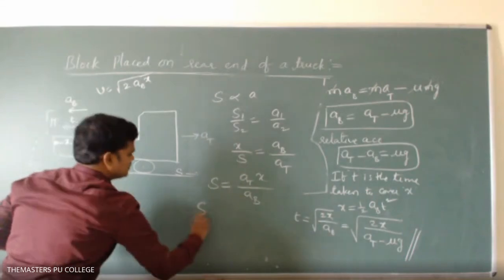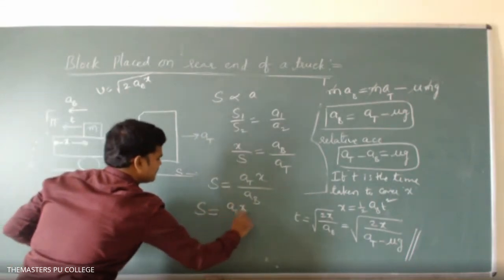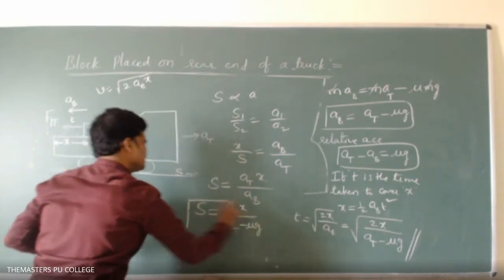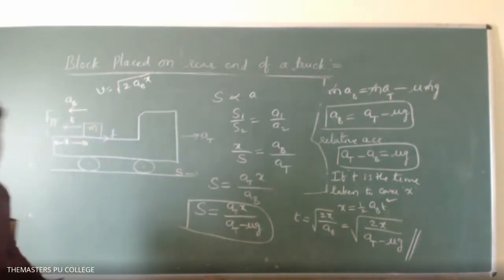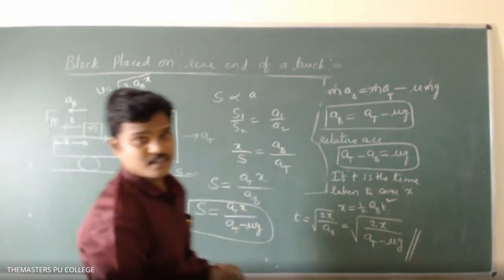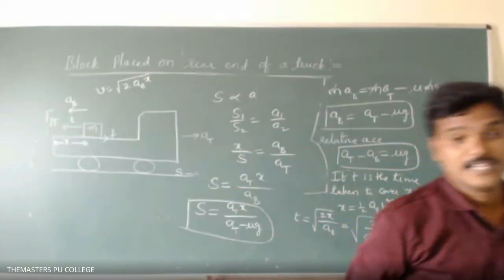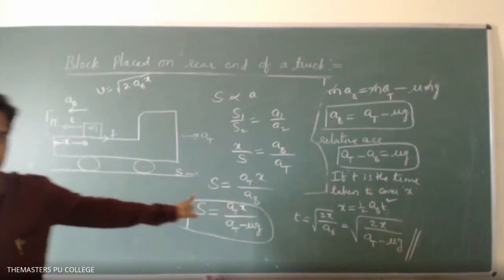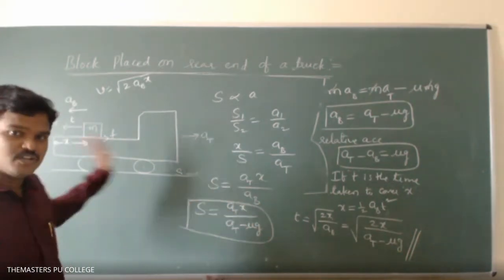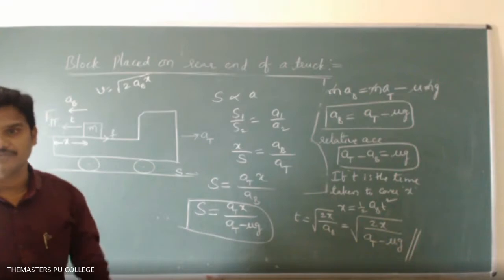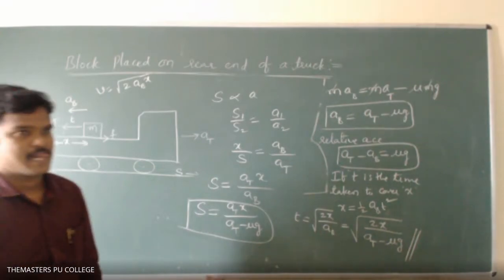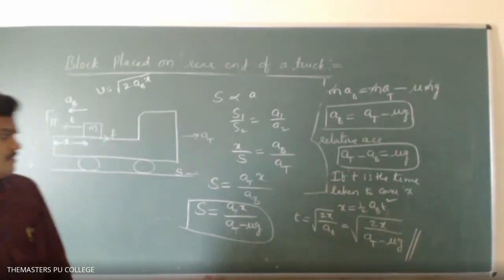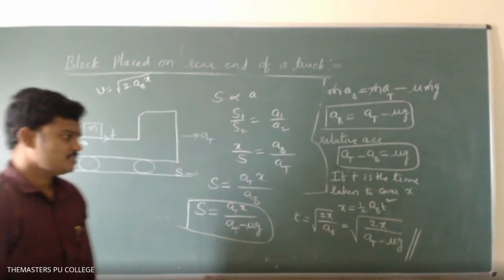Correct? s is equal to AT x by AB, and AB is AT minus mu g. So this is the equation for the truck: the distance traveled by the truck when the block leaves the truck in that time interval. Conditions apply, otherwise not possible. When the block leaves, keep in mind, s is equal to AT x divided by AT minus mu g.